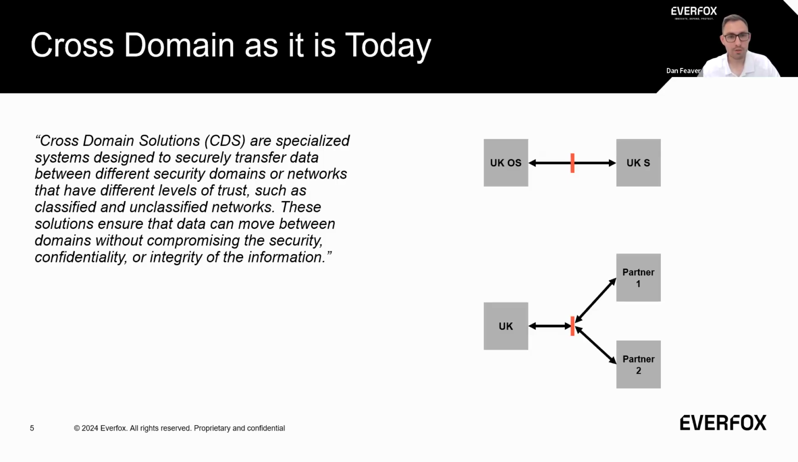So let's just take a look at cross-domain today. As I've said, cross-domain can be several things to different people. It could be as simple as connecting two different networks together. Now, these networks tend to be at different classifications, and with different classification means there's different risks depending on those networks. So for example, in the UK, you could have an official sensitive network connecting to a UK secret network. It's a very simple and common use case with cross-domain.